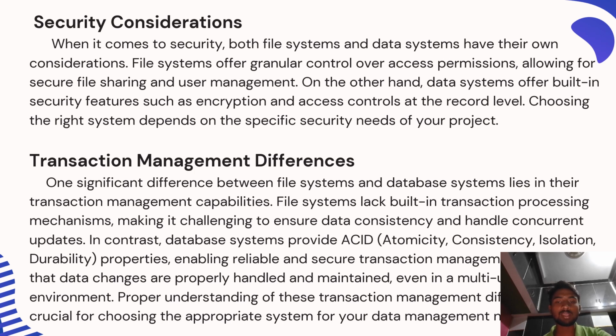Transaction management. A significant difference between the file system and database system lies in their transaction management capability. The file system lacks built-in transaction processing mechanisms, making it challenging to ensure data consistency and handle concurrent updates. In contrast, the database system provides ACID properties: atomicity, consistency, isolation, and durability.